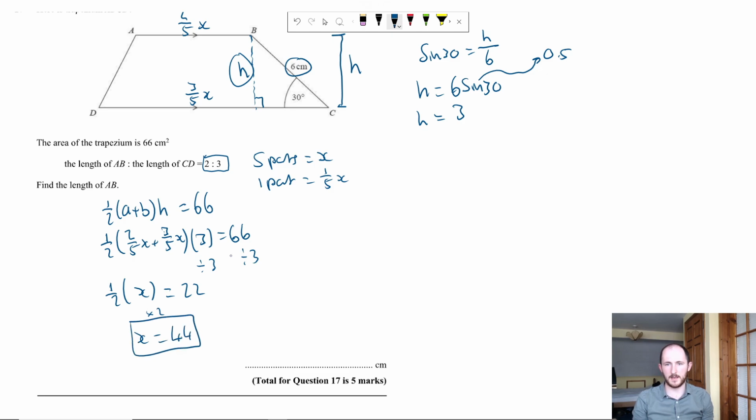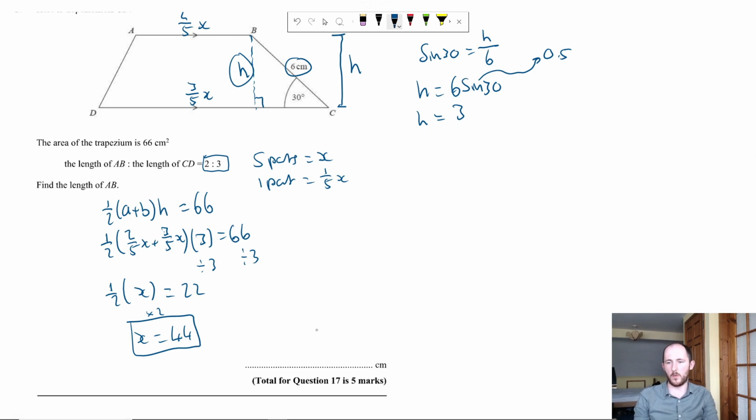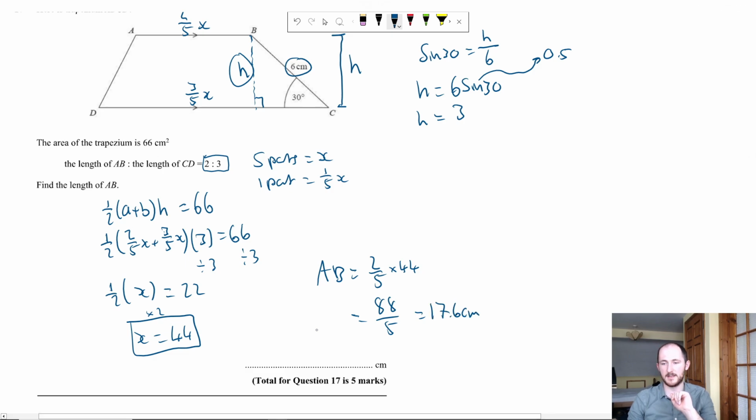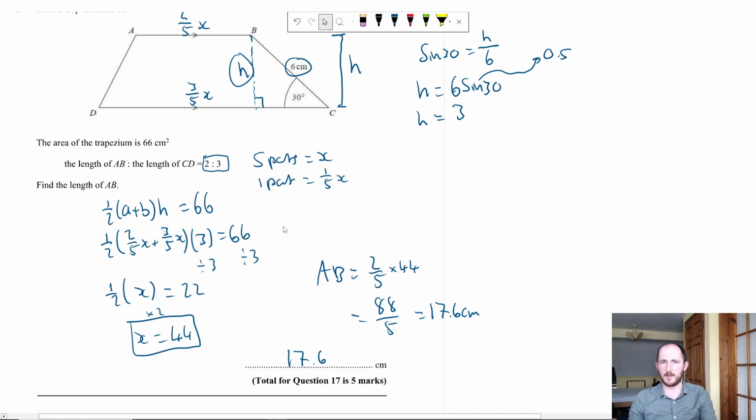Now, we should see that the length of AB is 2/5 of 44. So all we need to do for AB is take 2/5 of 44. I know I've said that over and over again. It's making it lose meaning for me. So that would be 88 over 5, which divided by 10 would give me 8.8. Double it gives me 17.6 centimeters. 5 marks? That's not that bad, to be honest. It's a very tricky question, but the length actually wasn't that bad.